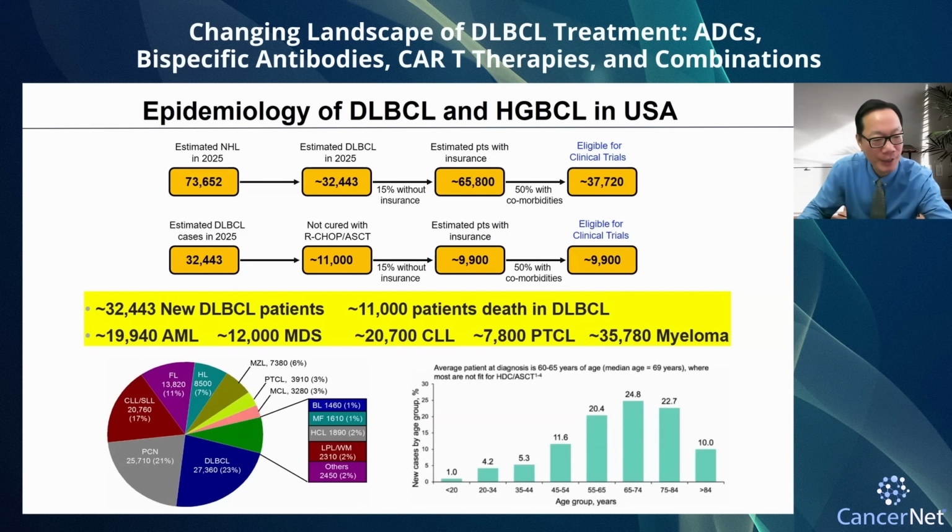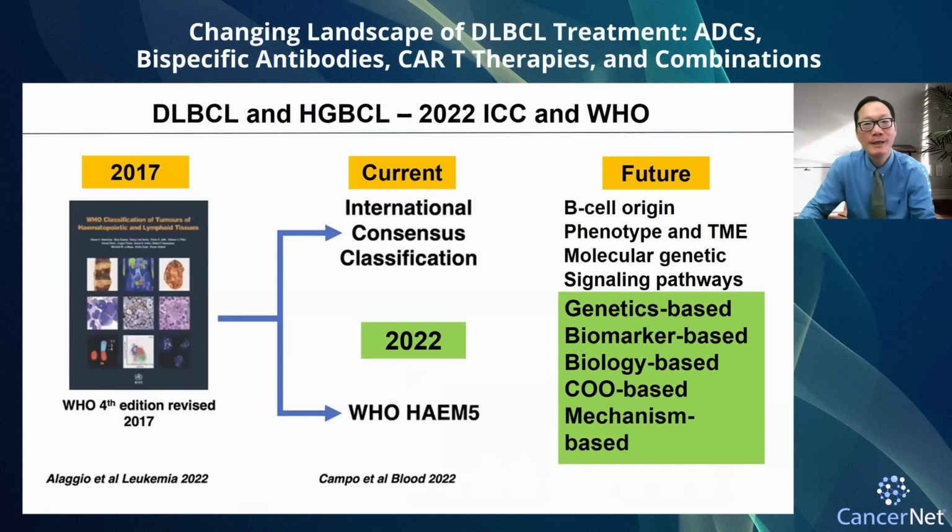Based on this major challenge in the hematology field, WHO and ICC developed classification algorithms. This is based on the 2017 classification. In 2022, the International Consensus Classification, we call the ICC, was developed, and WHO continues with its current new classification. These two classifications may show slight differences regarding DLBCL and high-grade B-cell lymphoma.